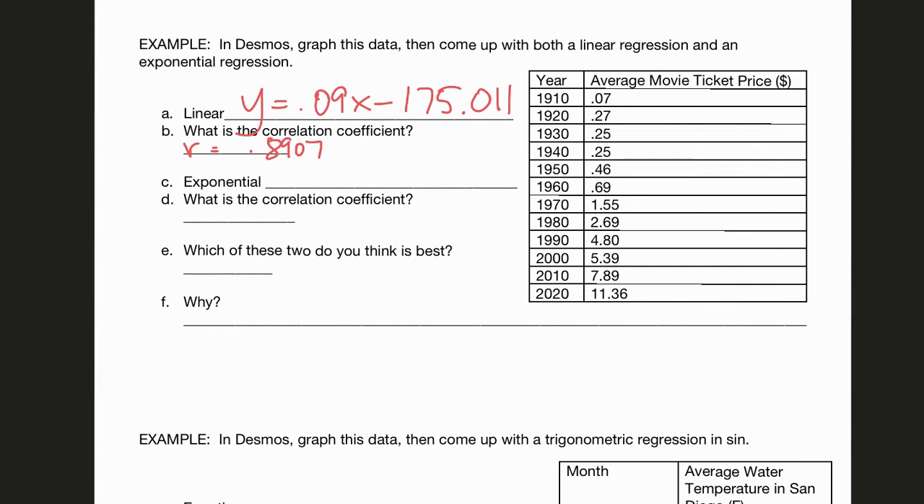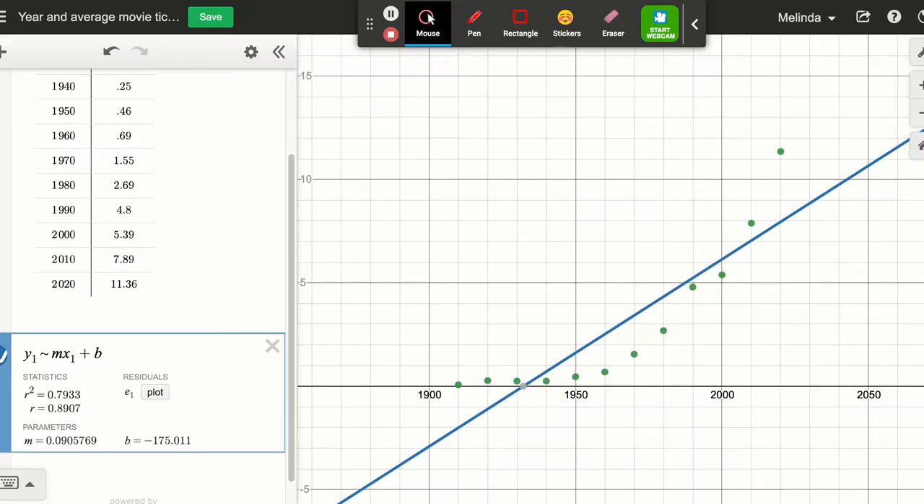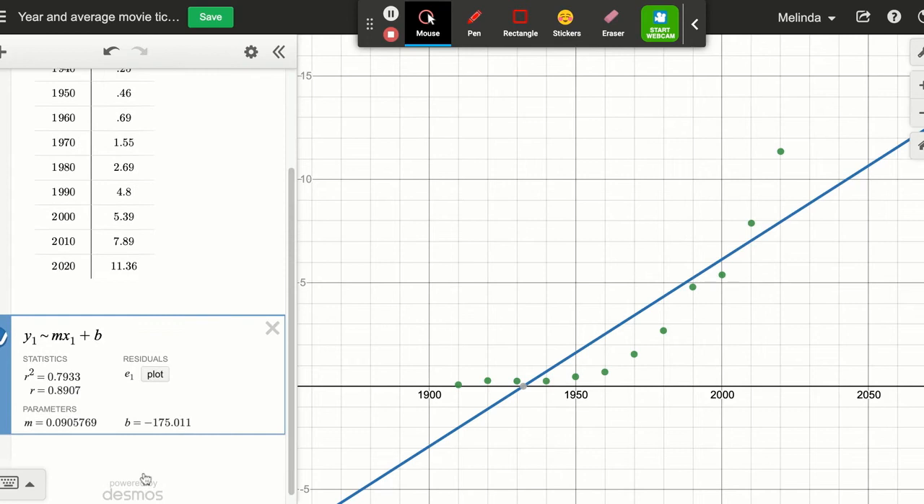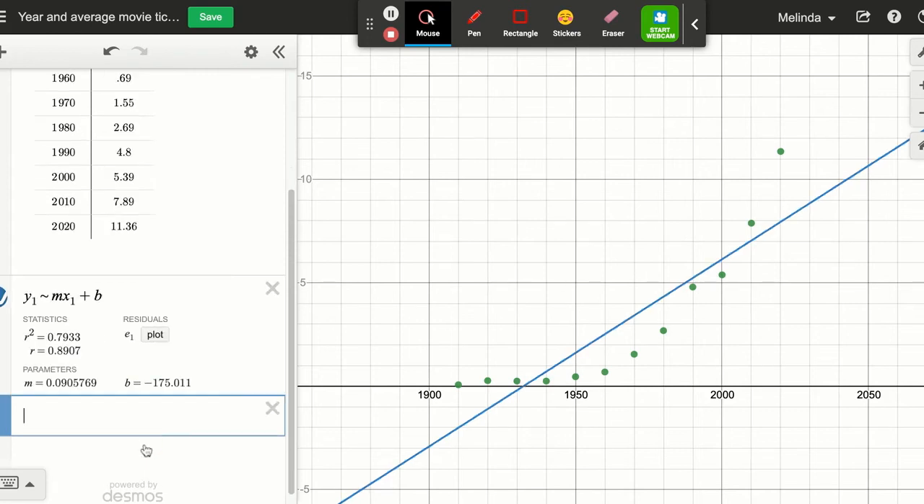If it's closer to 0, then it's not a good fit. And if it's much closer to 1, it's a fantastic fit. If it's exactly 1, it's a perfect fit. And then on the worksheet, it's asking for an exponential line of best fit.